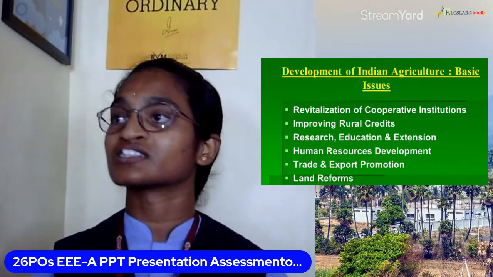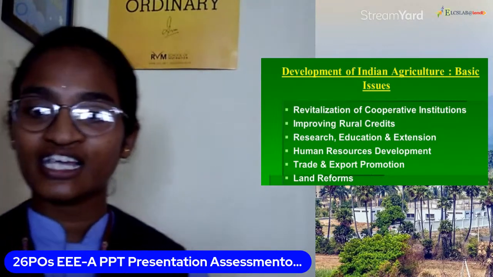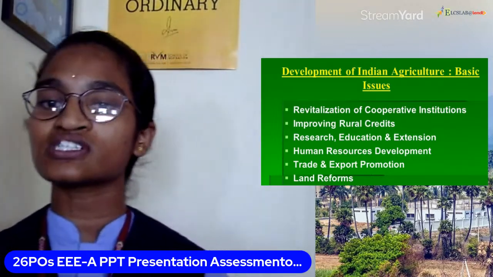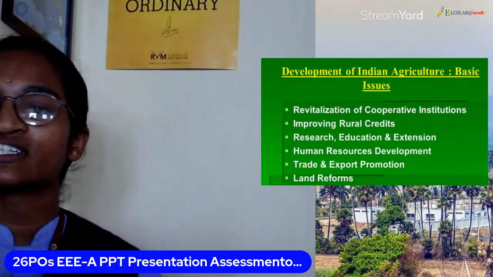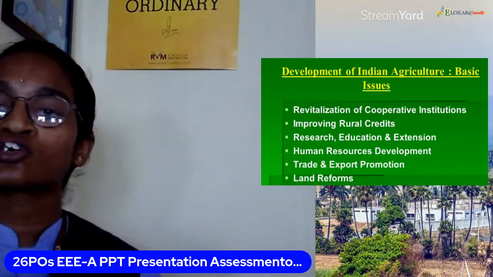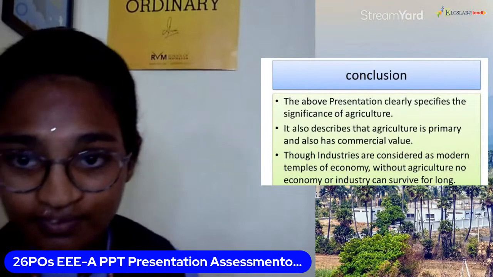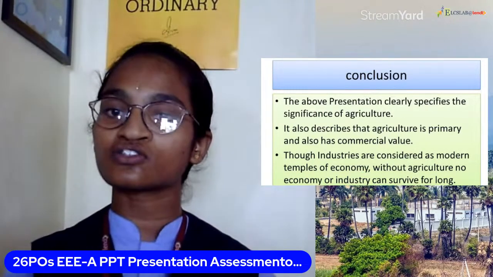Development of Indian agriculture means basic issues. Those are revitalization of cooperative institutions, improving rural credit, research, education, and extension, and also human resources development, land reforms, etc. And coming to the conclusion.